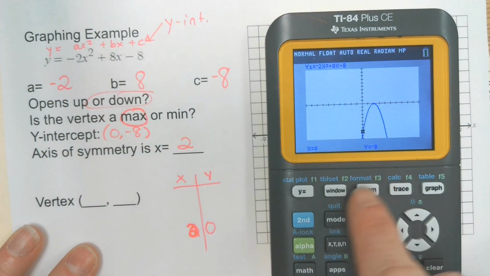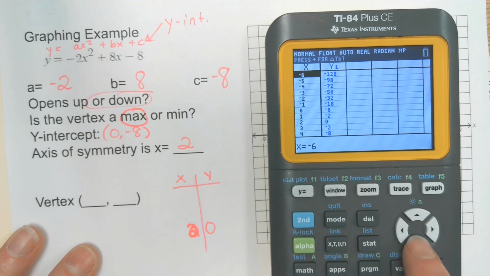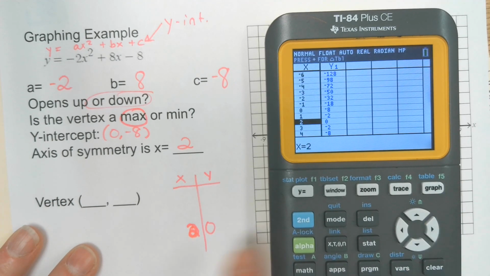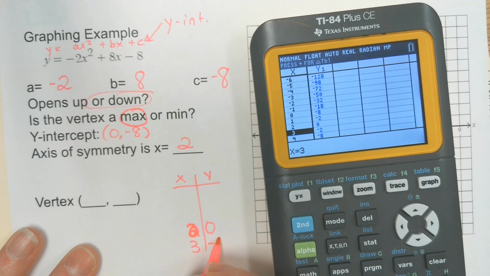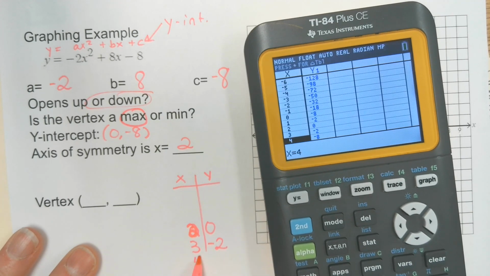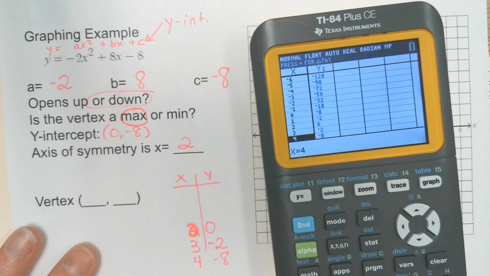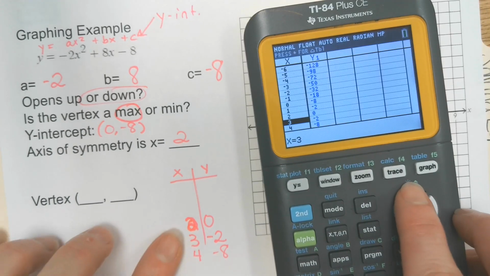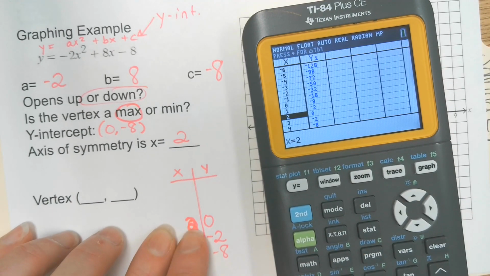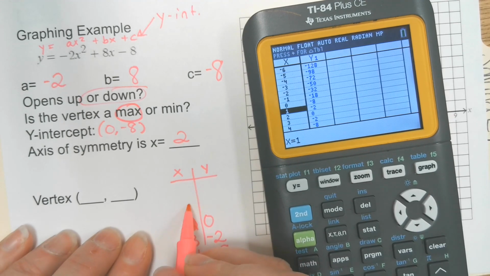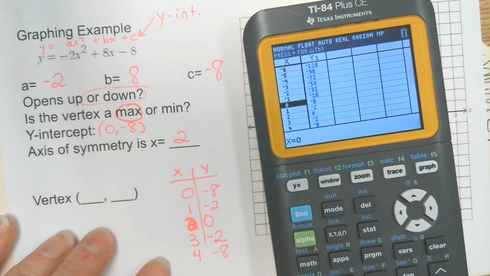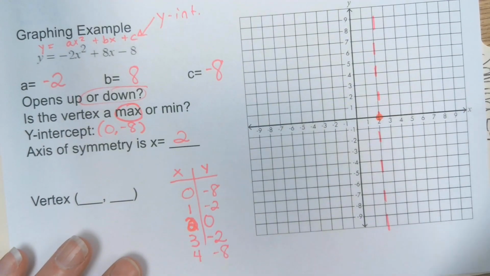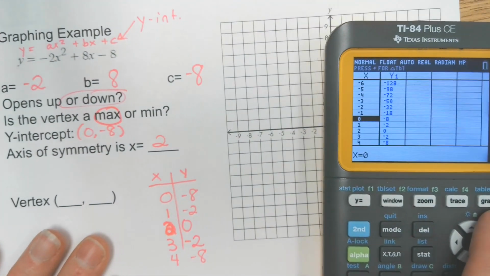And then I'm going to go to the table, second, graph for the table. I'm going to find that vertex, 2, 0, and then I'm going to do a couple of points, 2 points after it. So 3, -2, 4, -8. Then I'm going to go back, and I'm going to do the one right before 2, which is our vertex, 1, -2, and 0, -8. So now I have 5 points that I can graph and draw my quadratic parabola.